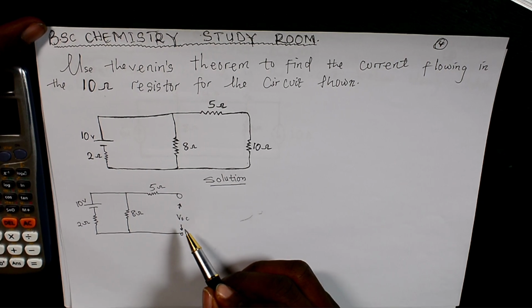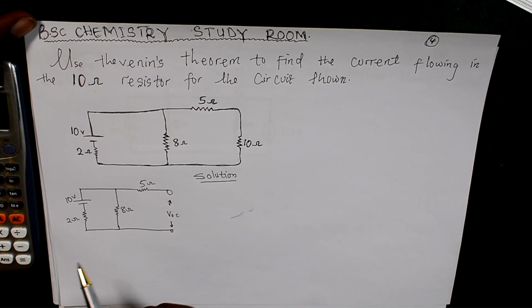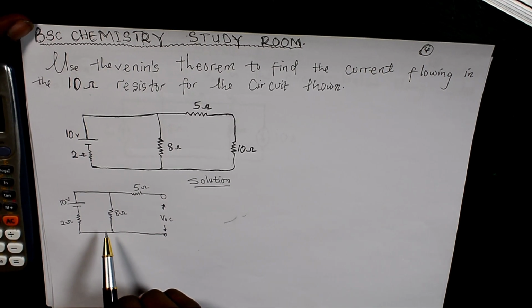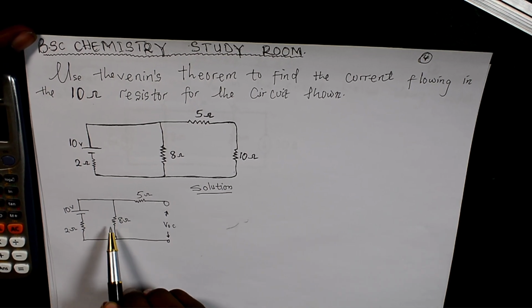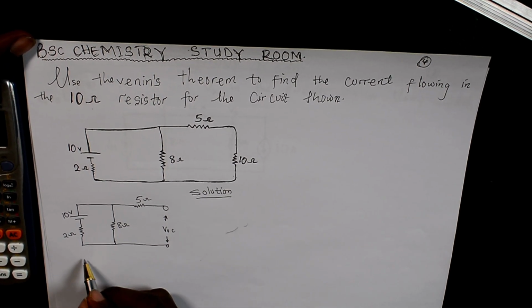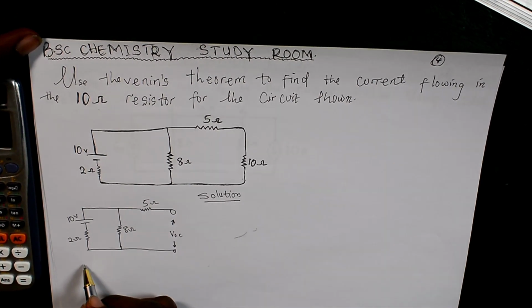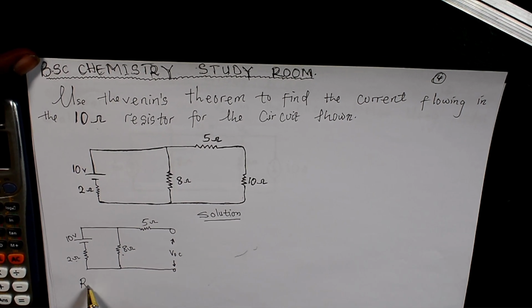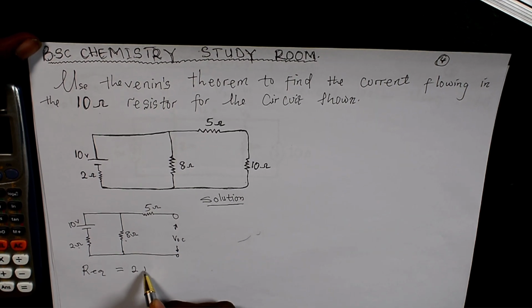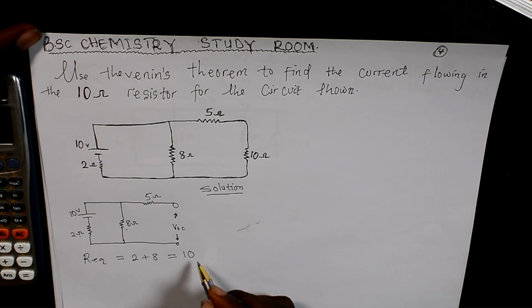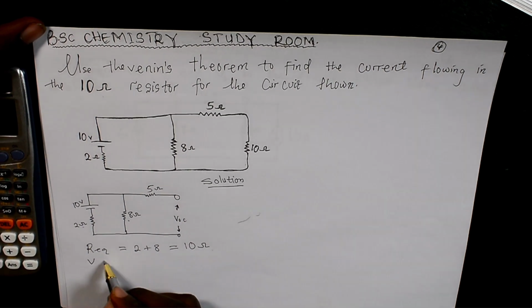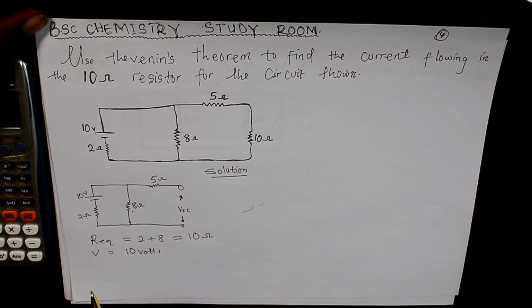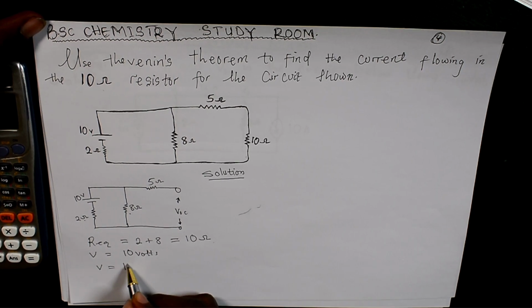So now, after replacing this VOC, we are going to find the current flowing inside this resistor by Ohm's law, but we are going to consider only the networking loop. This loop, that is, this R and this resistor, they are in series. R equivalent is equal to 2 plus 8, which is equal to 10 ohms, and our V is equal to 10 volts. So now, to find the current flowing, V is equal to IR.